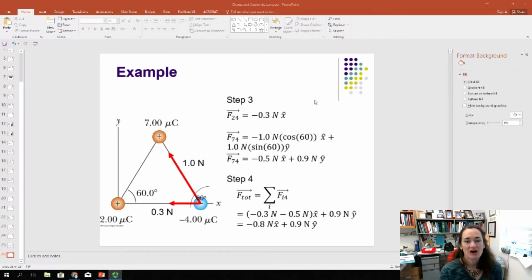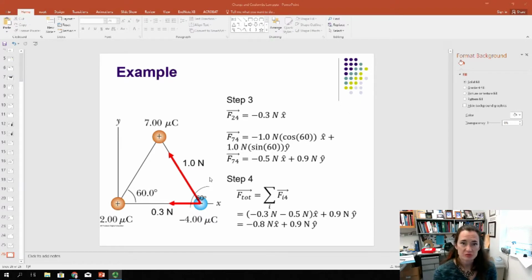All right? Now, F74 is a little harder because it's got x and y components. So what I've got to do is break that vector into its component parts. Now the angle here on the inside of this triangle is 60 degrees. And since that angle is with respect to the x-axis, the adjacent side, which will be the x component, I'm going to use the cosine for. So I have the magnitude of my vector, 1 Newton, times the cosine of 60 will give me my x component.